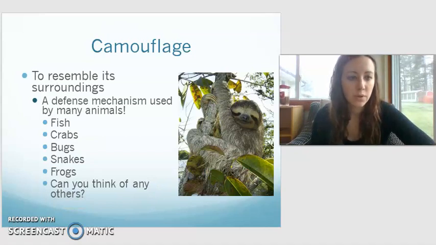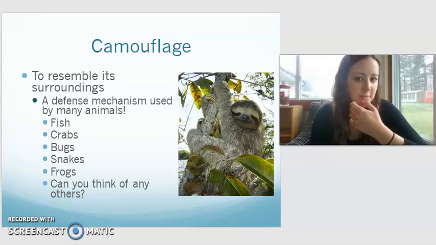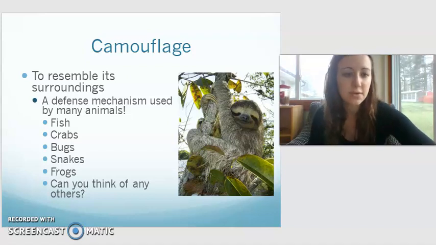Camouflage is probably one we're more familiar with. It's an organism's ability to blend in with its environment. Lots of fish use this, crabs, bugs, snakes. Lots of organisms use camouflage. Try to think of some on your own. What are some organisms that use camouflage as a survival tactic or adaptation?